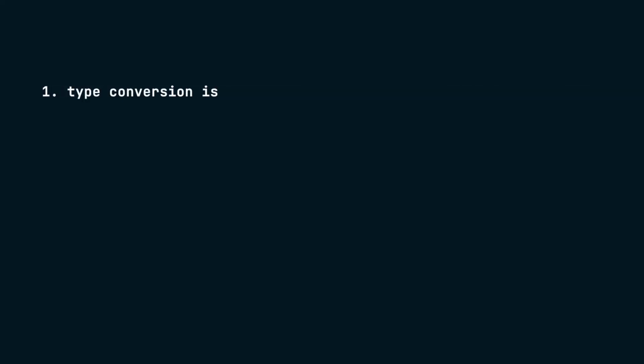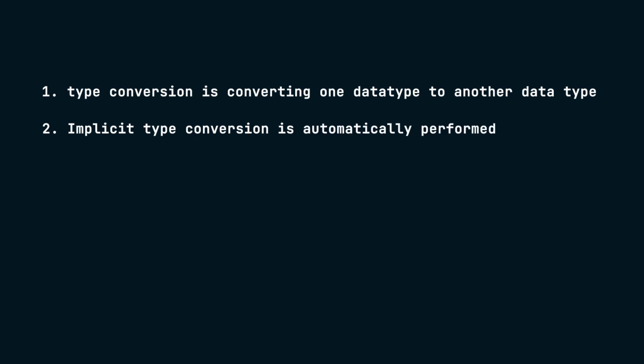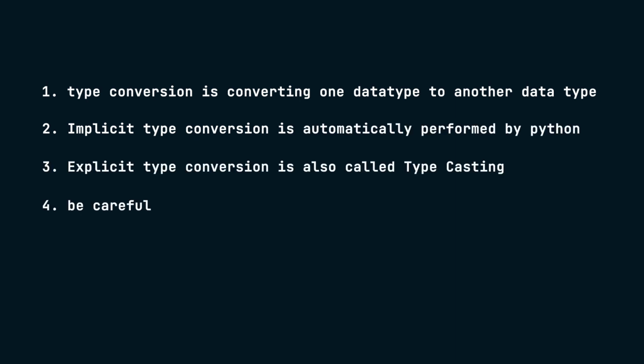At the end of this video, let's have a summary of the contents. Type conversion is the conversion of an object from one data type to another data type. Implicit type conversion is automatically performed by the Python interpreter. Explicit type conversion is also called typecasting. The data type of objects are converted by the user using predefined functions. And be careful when you import data to your projects and when you use the input function.